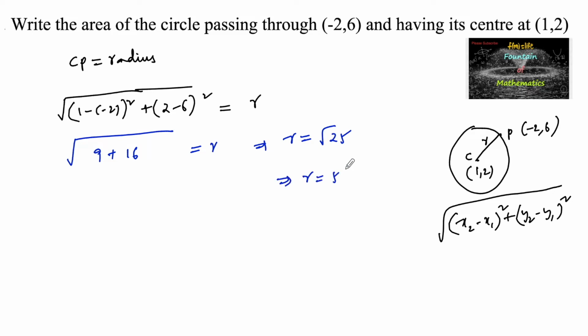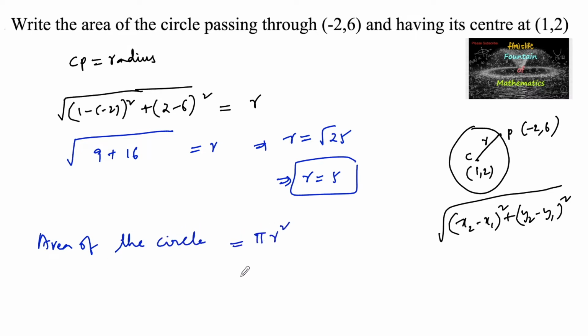Let us consider the positive value for the radius. R is equal to 5. Then the area of the circle is pi r square. So we can write pi into 5 square, that is 25 pi. So 25 pi square units is the answer for this question.